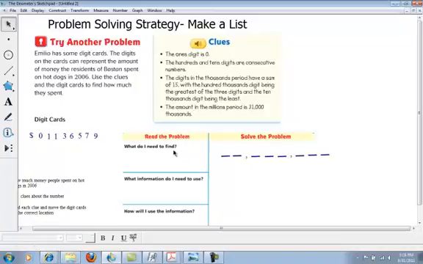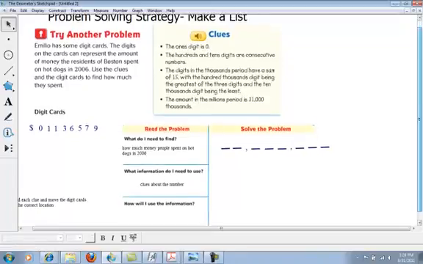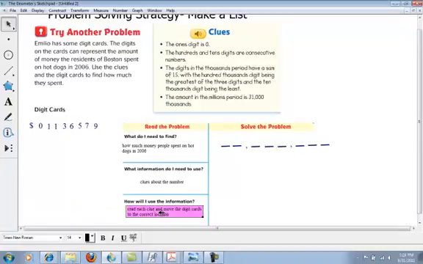So let's look down here. Let's read the problem. What do I need to find? Well, if I look up here, I can see that I need to find how much money people spent on hot dogs in 2006. What information do I need to use? I'm going to use the clues about the number that are given to me in the problem. And how will I use this information? Well, I'm going to read each clue and move the digit cards to the correct location. And I'm going to make a list as I do this.